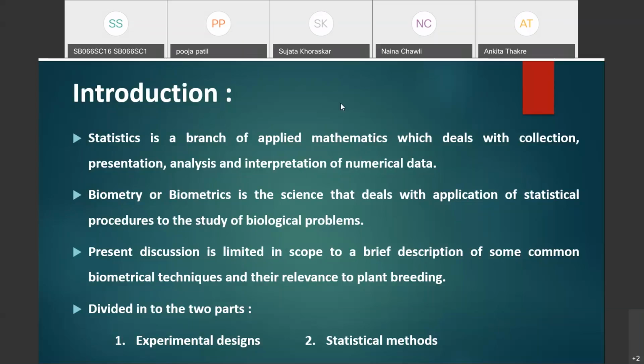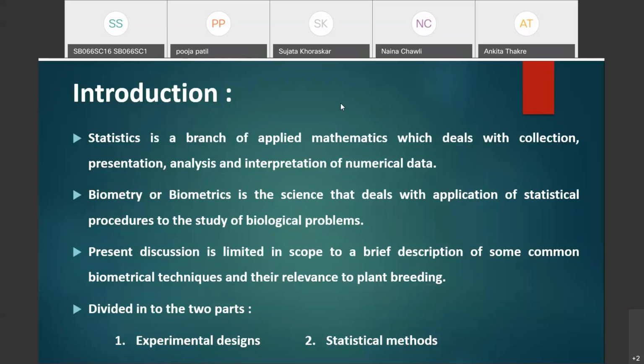Here in this topic, we are going to discuss a brief description of some common biometrical techniques and their relevance to plant breeding. Biometry is a very vast topic, and various books are available in the market on biostatistics, but the present discussion is limited in scope to the brief description of some of the common biometrical techniques and their relevance to plant breeding.